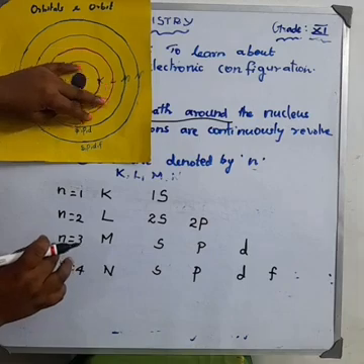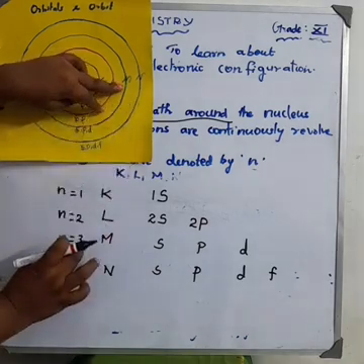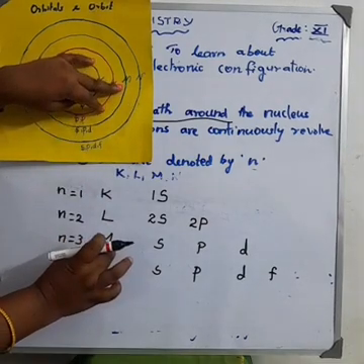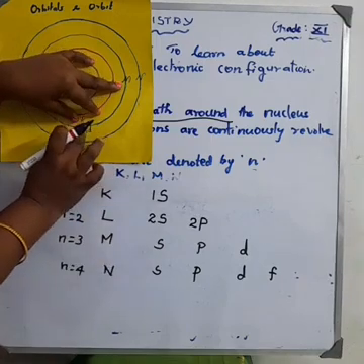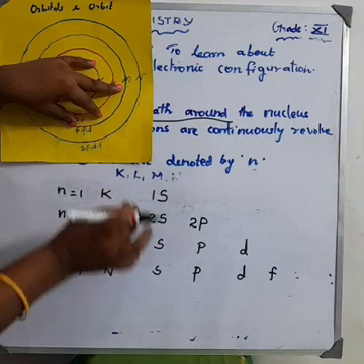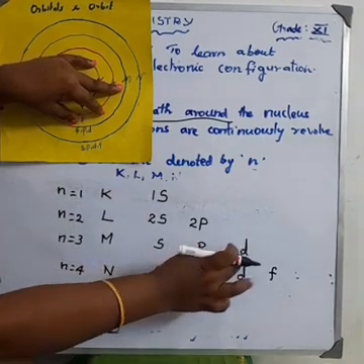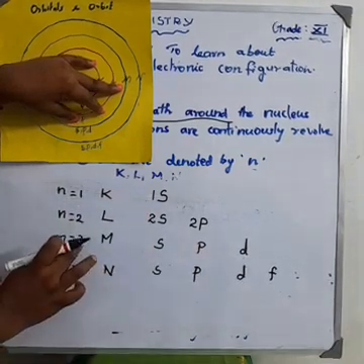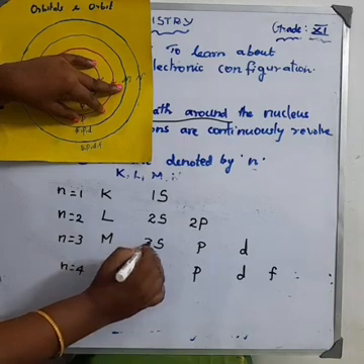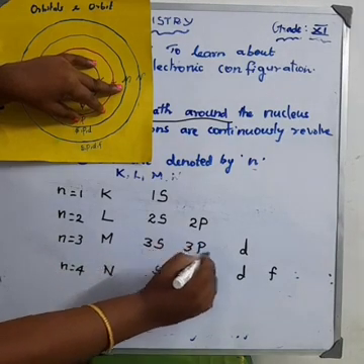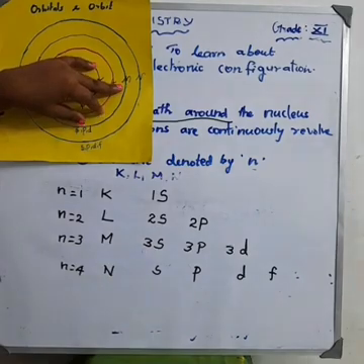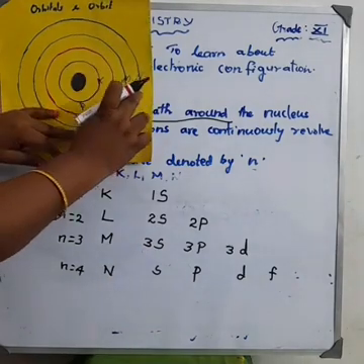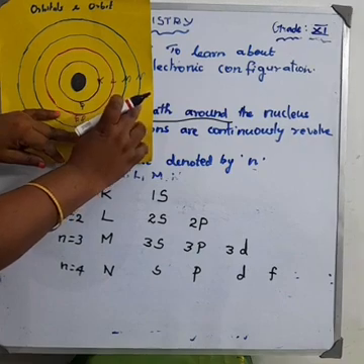And third orbit means n is equal to 3. What is the name of the third orbit? M. Whatever orbitals are there, 3 orbitals: S, P and D. So n is equal to 3, so 3s, 3p and 3d. You understand? And then finally, n is equal to 4.